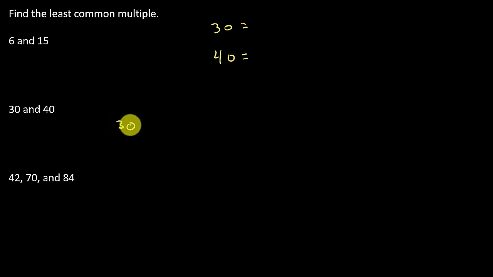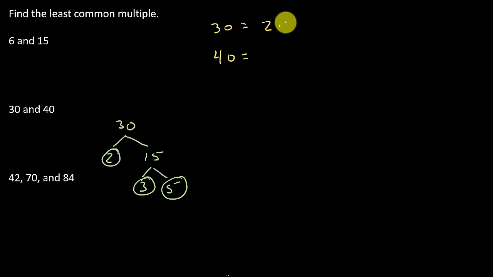Now, this one might be a little bit harder, so what we can do here is make this little tree. What's the smallest prime number that goes into 30? Well, that's 2, and that's 2 times what? 15, and then 15 can be broken down into 3 times 5. So you can see 30 can be written as 2 times 3 times 5.